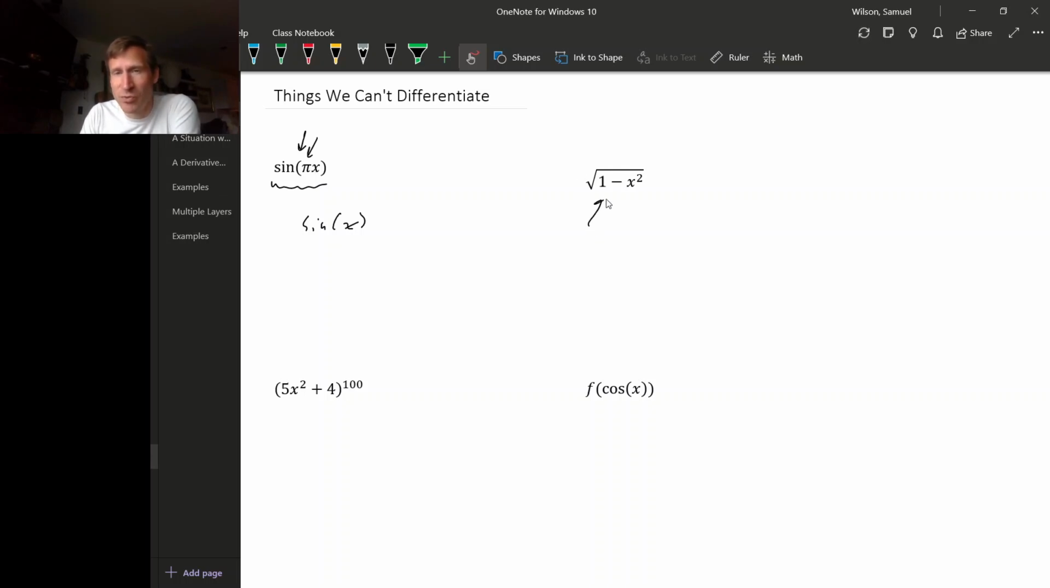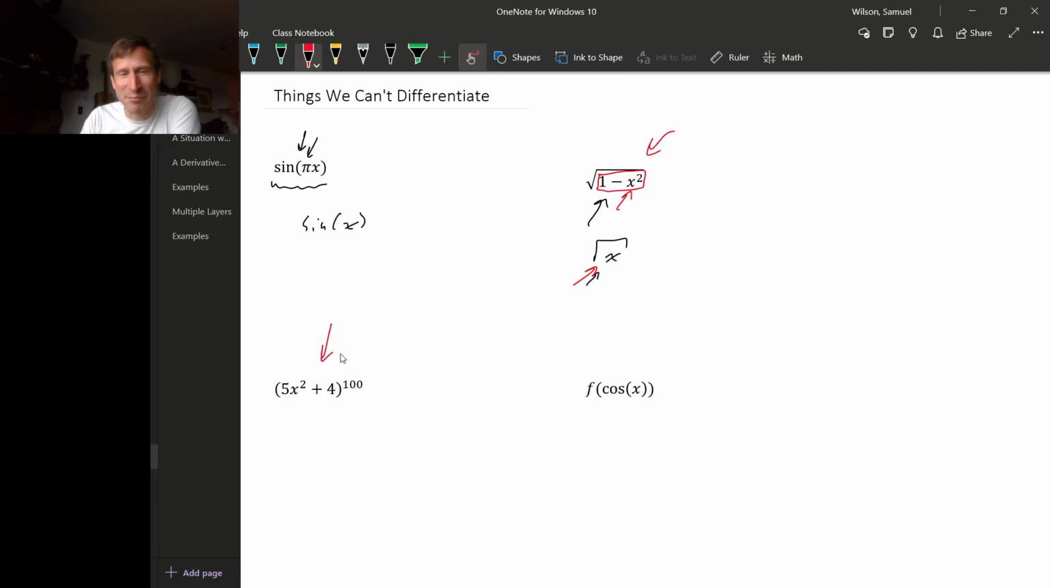Here's another example, square root of 1 minus x squared. Again, we know the derivative of the square root of x. We could just use the power rule, but the derivative of this function isn't just the square root of x. It's the square root of some other function of x, right? There's this inside function here, and our power rule for derivatives really only applies if the thing inside the exponent, or the square root in this case, is just the variable x. So our power rule doesn't apply to this situation because the inside is more complicated.